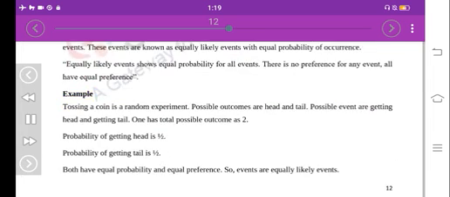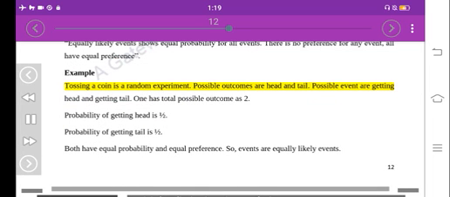Example. Tossing a coin is a random experiment. Possible outcomes are head and tail. Possible events are getting head and getting tail. The total number of possible outcomes is 2. Probability of getting head is 1/2. Probability of getting tail is 1/2. Both have equal probability and equal preference. So, the events are equally likely events.